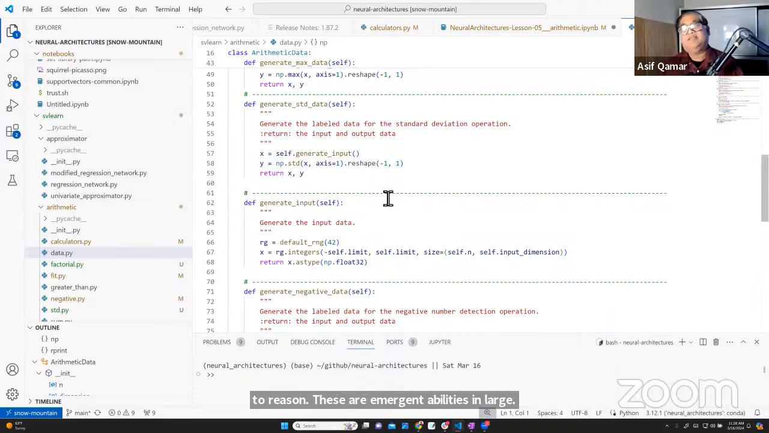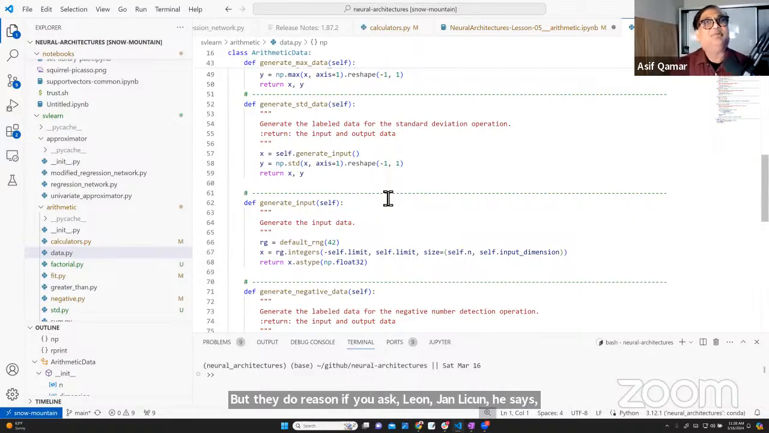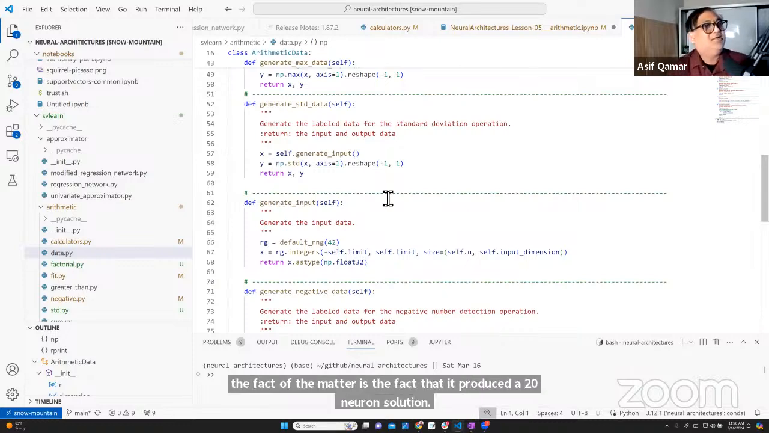If you ask Geoffrey Hinton, he would say, yes, LLMs are beginning to understand and reason. Flawed reasoning, but they do reason. If you ask Yann LeCun, he says, no, they're just stochastic parrots. So the jury is out at this moment. We don't know. But the fact that it produced a 20 neuron solution inclines you to think there is something of the stochastic parrot in there. Why it's not capable of ab initio thinking.